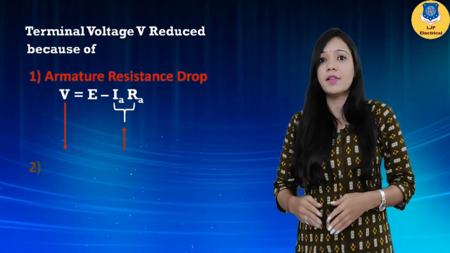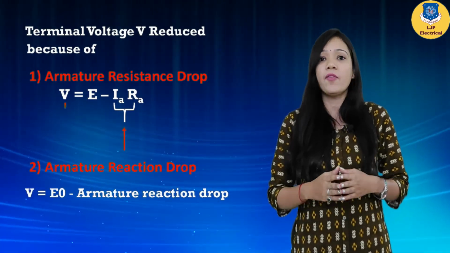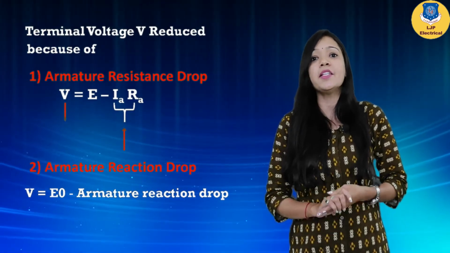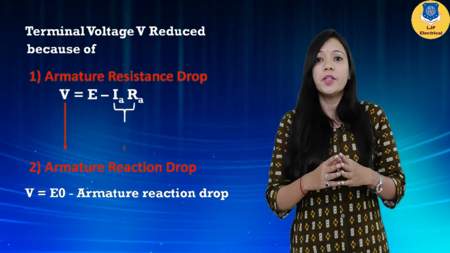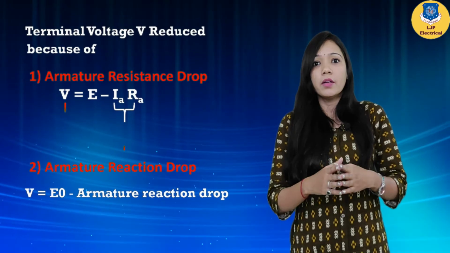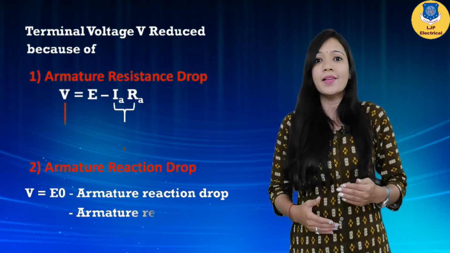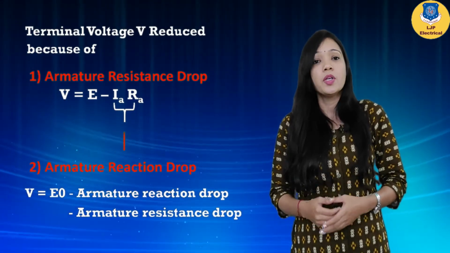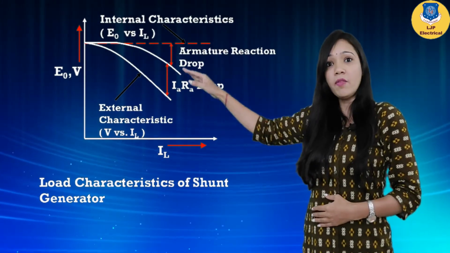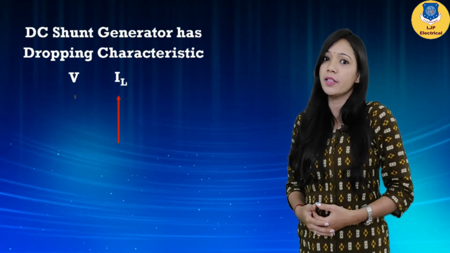The second is the armature reaction drop. The field flux decreases, and therefore the induced EMF also decreases due to the demagnetizing effect of armature reaction. Therefore, the terminal voltage V = E0 - armature reaction drop - armature resistance drop. So, the DC shunt generator has a dropping characteristic, which you can see from the figure. The terminal voltage decreases as the load current increases.